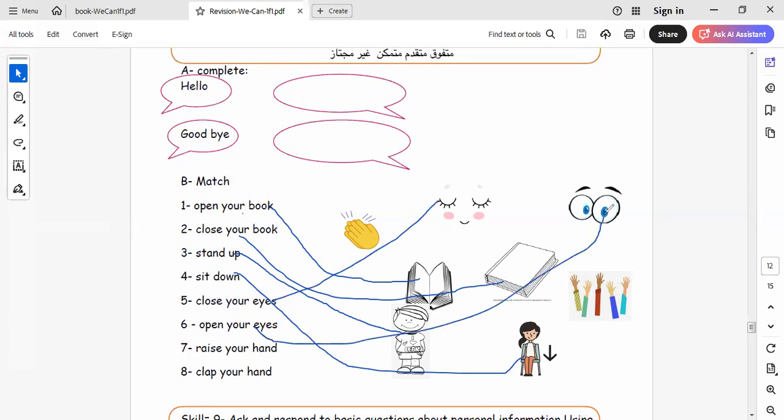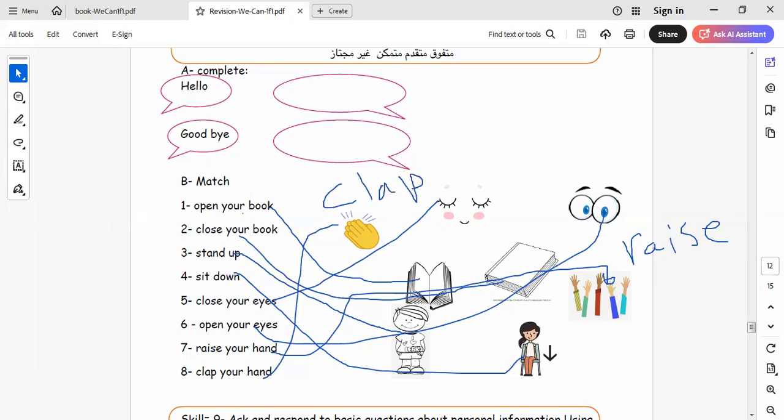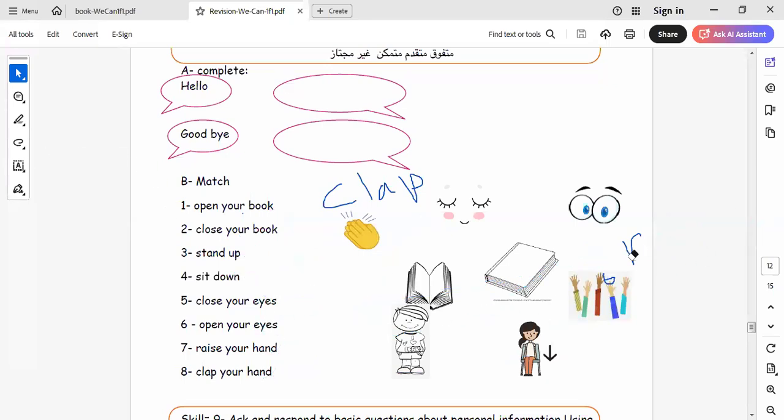Open your eyes. Raise your hand. Which one is raise your hand here? This one is raise your hand. I would write it behind it to note. Clap your hand. Which one? This one is clap your hand. This is clap and this is raise your hand. Okay, so now we know the pictures and the sentence related to every picture here.